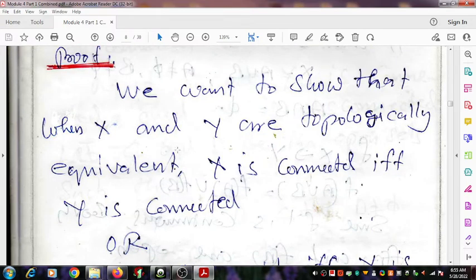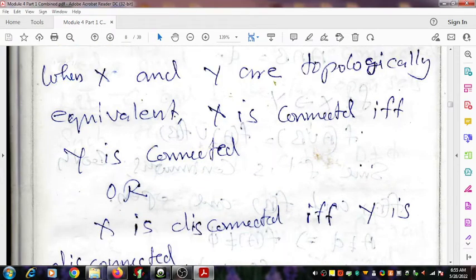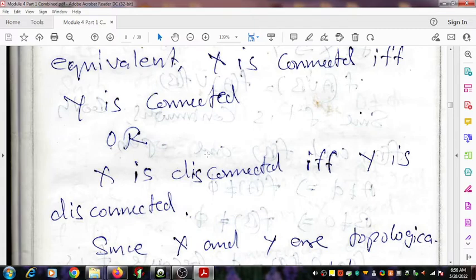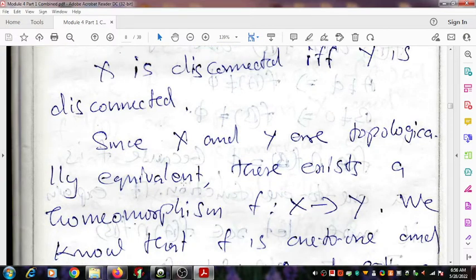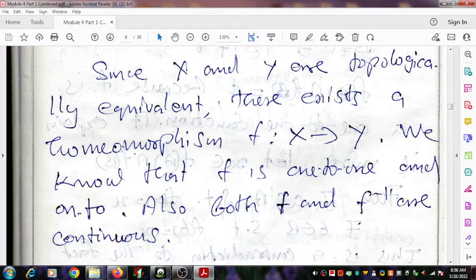When we consider two spaces X and Y that are topologically equivalent, then X is connected if and only if Y is connected, or equivalently, X is disconnected if and only if Y is disconnected. That's the other way of doing this. Since X and Y are topologically equivalent, there exists a homeomorphism, say f, that can be defined from X to Y.